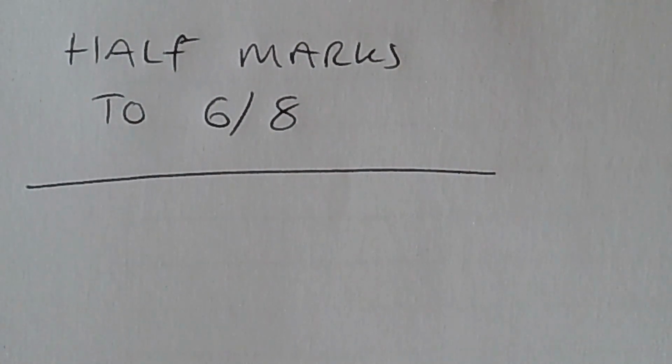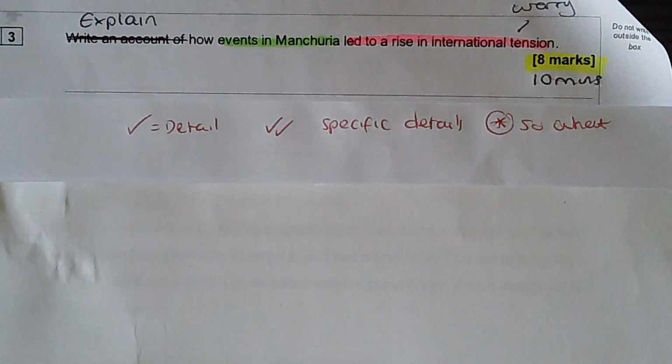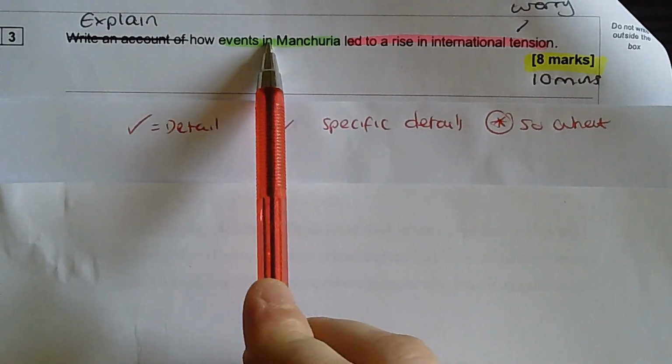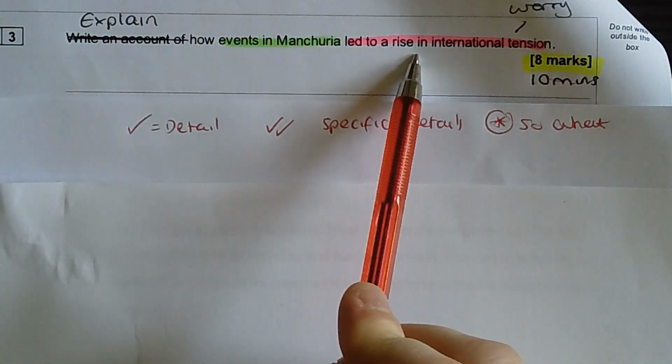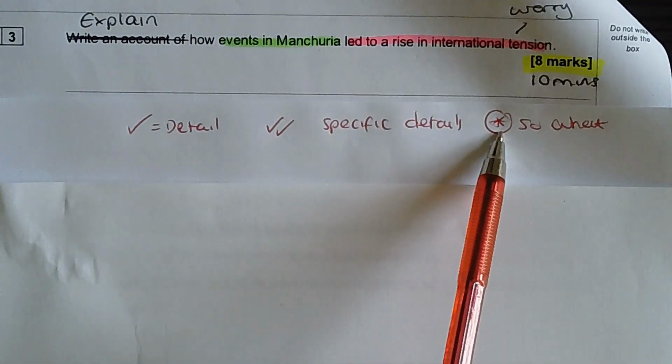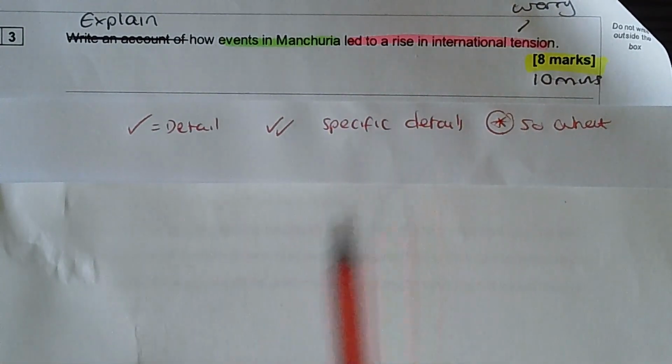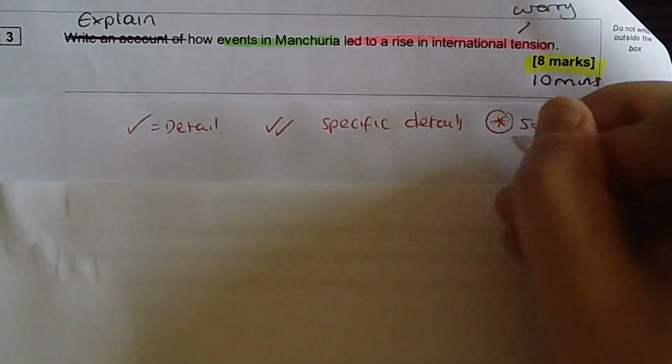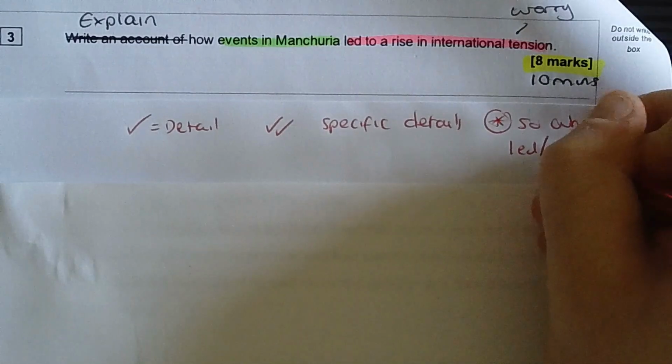If you want top marks though, if you want a grade 9, you need to wait for the next section. What you need to see, and what the examiner is looking for, is that you talk about events in Manchuria, you talk about how it led to a rise in international tension, you use specific detail, and you use the idea of so what. So this meant that, this led to, as a result. Okay, so I'm just going to add that there. Led, meant, as a result.